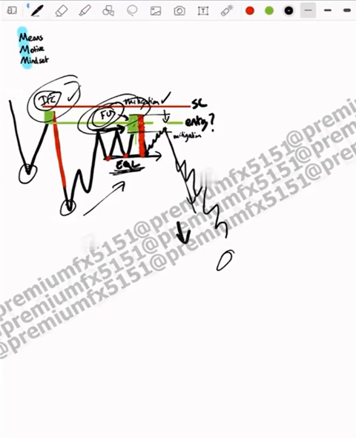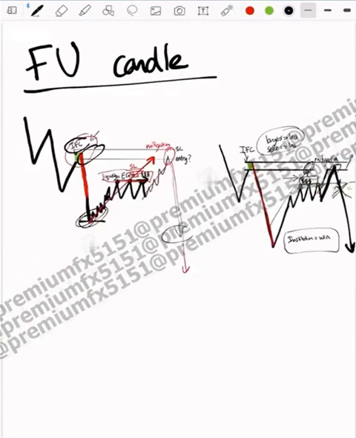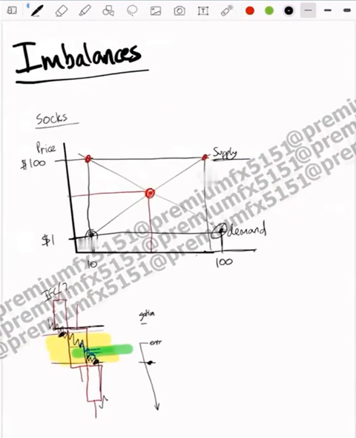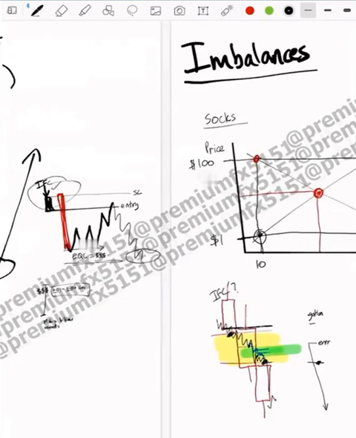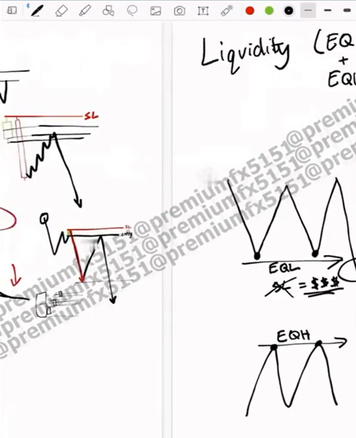Can I get a list of terms? Okay, just things for your reference. Today we've covered the FU candle just now. We've also covered imbalances. Equal highs and equal lows we covered before this, so liquidity. Before that we covered the concept of IFC.